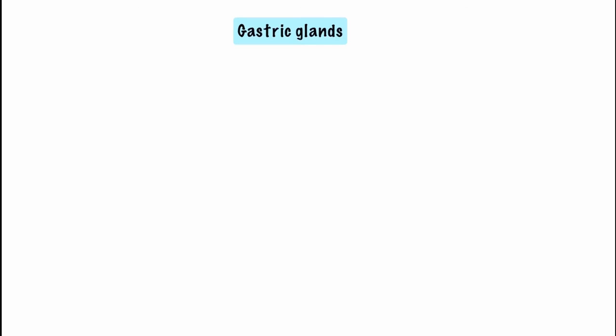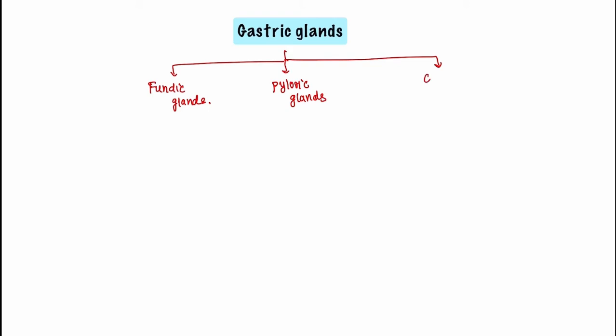So gastric glands are tubular structures made up of different types of cells. Gastric glands are of 3 types. First is fundic glands. Second is pyloric glands. And third is cardiac glands. Fundic glands are also known as main gastric glands or oxyntic glands, situated in the fundus of stomach.